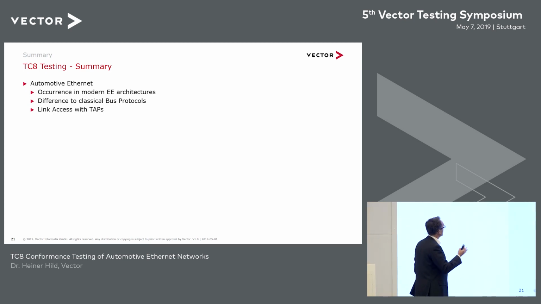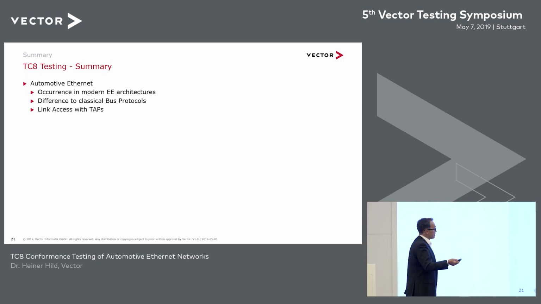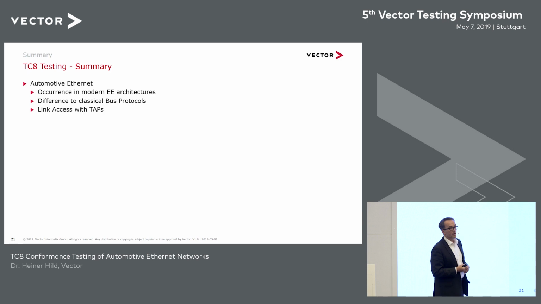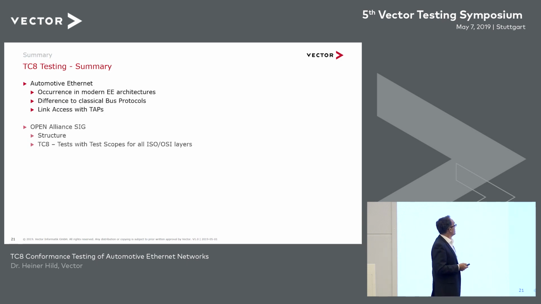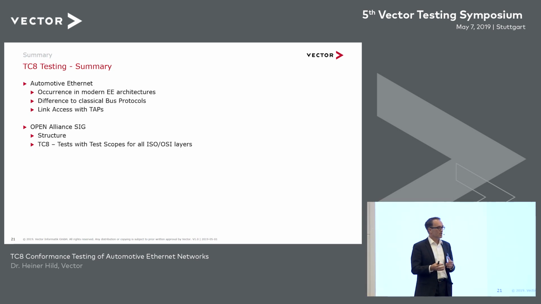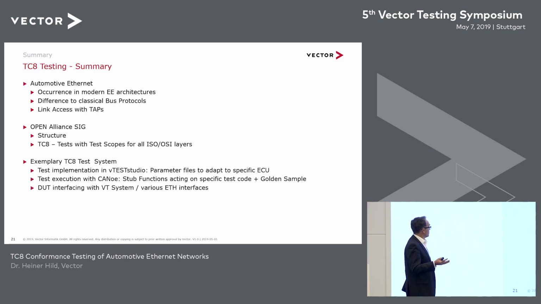What we've heard about the topic of Ethernet. I tried to tell you why Ethernet is important and getting more and more important as a topic. What are the differences to classical bus protocols, also from a testing perspective? What do we have to do in order to reach and test an Ethernet network? And what about the taps? How does that work? And then in the second part, I gave you a gross overview over the TC8 test specifications. How are they set up? What's in there? Which tests are being run?